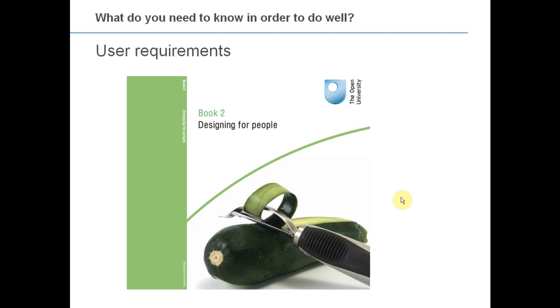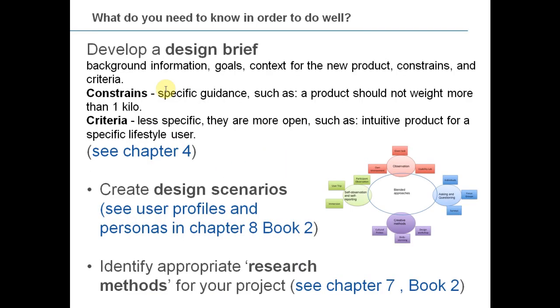Okay, Book 2, User Requirement. You will need to know how to develop a design brief. Design brief, let's go through it quickly. Design brief includes background information, goals, context, constraint, and criteria. Constraint and criteria, that's the most confusing.